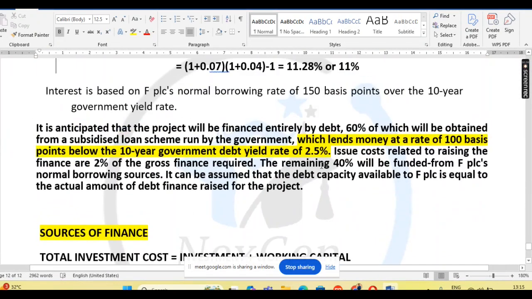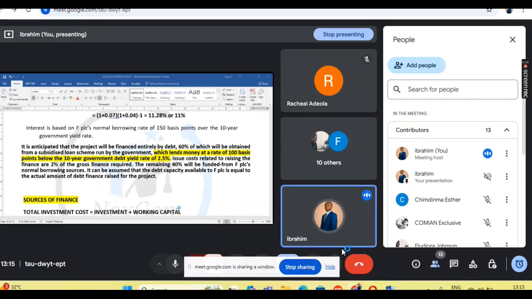Okay. Now can you see it? The issue cost relating to raising the finance is 2% of the gross finance. Class, of the what? Of the gross finance. What is the gross finance? The business will be financed entirely by debt, right?